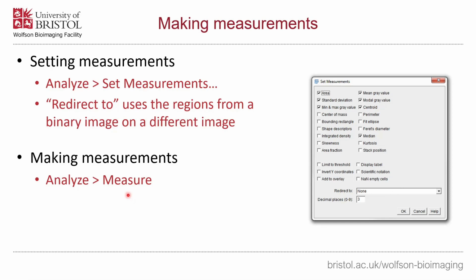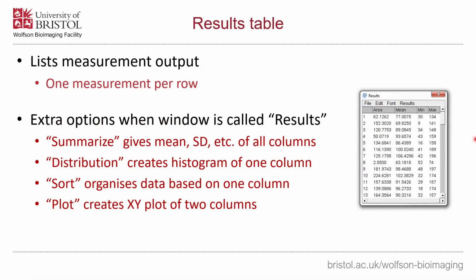To take basic measurements, you can then just go to Analyze and Measure, and doing so you will end up with a results table. In the results table, each row corresponds to one measurement set. So if you had an object selected, one row there would be the measurements corresponding to that particular object. In here you can see that I've got measurements for area, mean, minimum and maximum intensities.